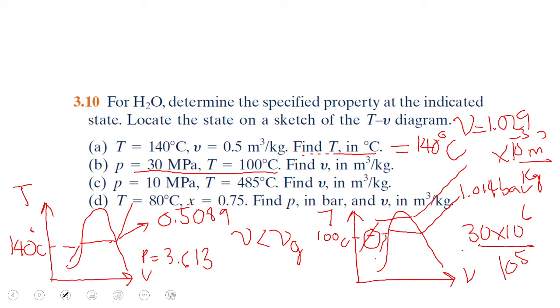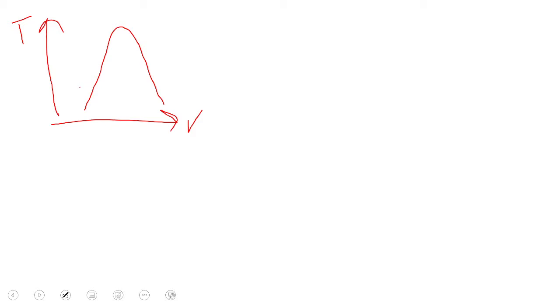Now part C, 10 megapascal and 485 degrees Celsius. So first we draw a TV diagram, then line of constant pressure. Now we are given 10 bar and 485 degrees Celsius.